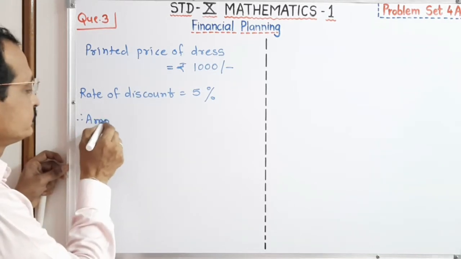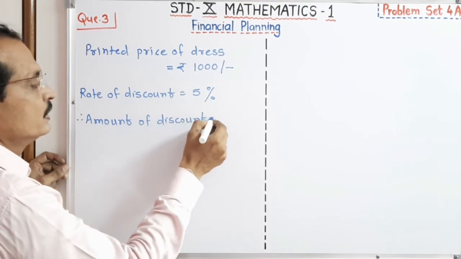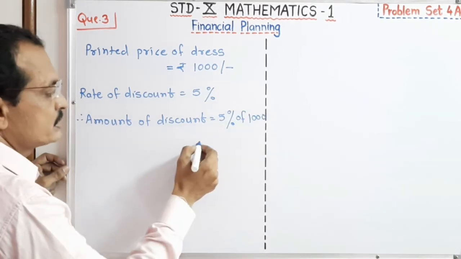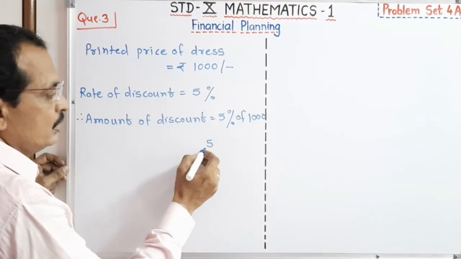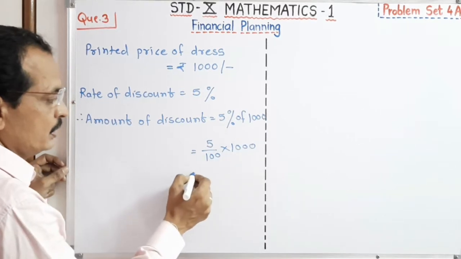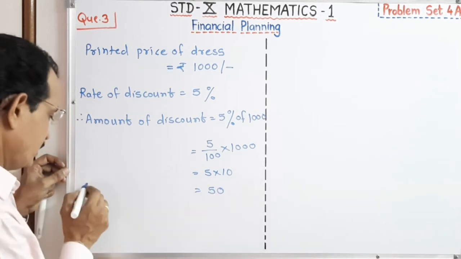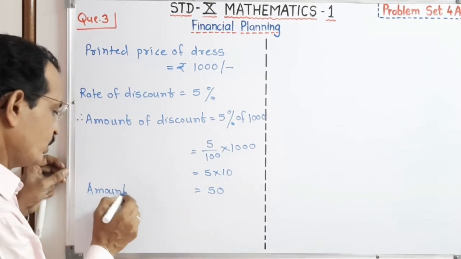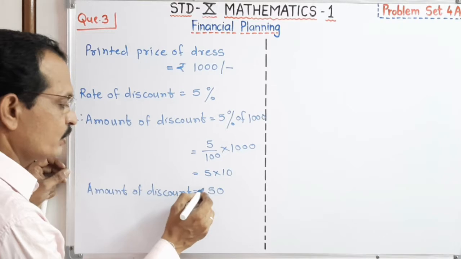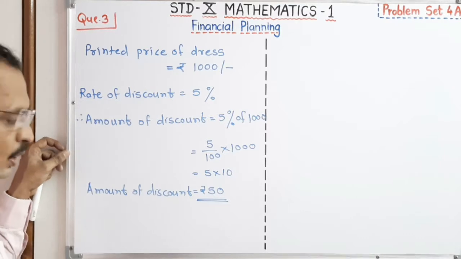That is, amount of discount is equal to 5% of 1,000 rupees. It is 5 upon 100 into 1,000. This 20 to be 0. 5 into 10. It is 50. Therefore, amount of discount is equal to rupees 50. This is the discount amount.